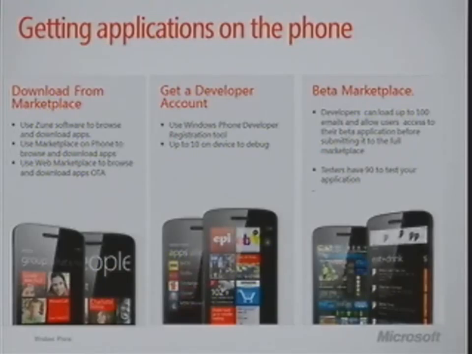I think I have a slide that goes into that a little bit more next, so I'll save something there. The third one is brand new. It's a beta marketplace. So you're able to load up to 100 names of people that you want to use as a beta for your application. Only they can sign up. You get their Live IDs. They're the only ones that can actually download it. It's a limited time. They can use it for 90 days. So that was something that was asked for.